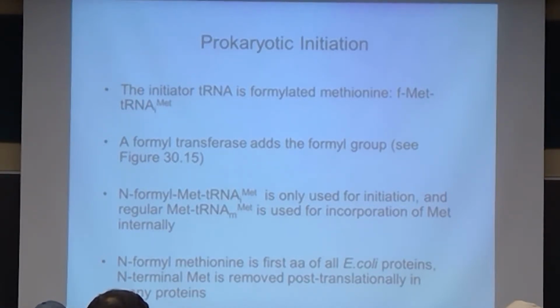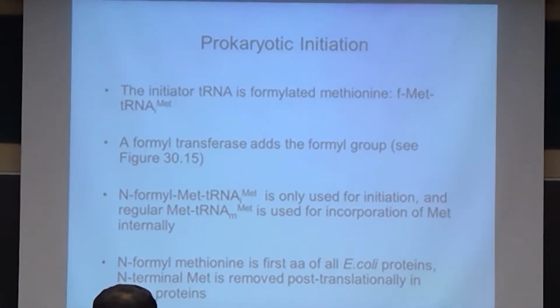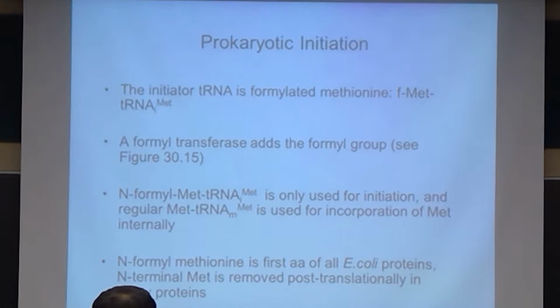Does it make sense? Formyl transferase is an enzyme which adds the formyl group to the amino group of the initiator methionine. N-formyl methionine tRNA Met is only used for initiation, and regular methionine tRNA is used for incorporation of methionine at internal sites. Does it make sense? No? It does not make sense? Can you explain it again?